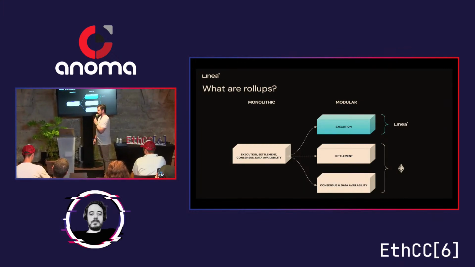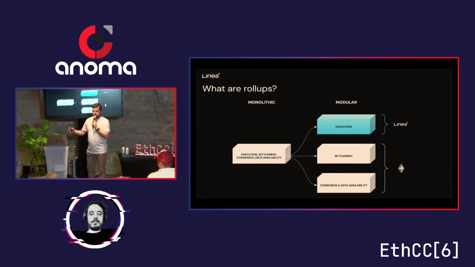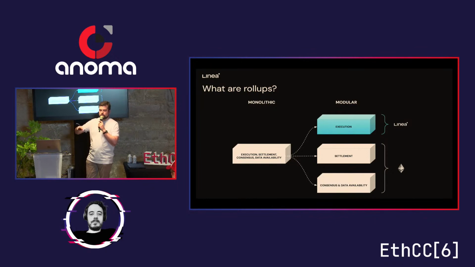So the idea is that we are going to switch from a monolithic architecture where the execution of the transactions, the settlement of the transactions, the state, and so on are all handled in a single place, to a more modular architecture where you have a first block that is the execution block, or what we call level 2, where you are actually going to execute the transactions. And you will be able to do that faster than on the Ethereum mainnet.